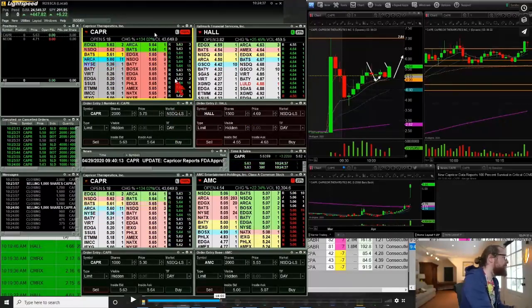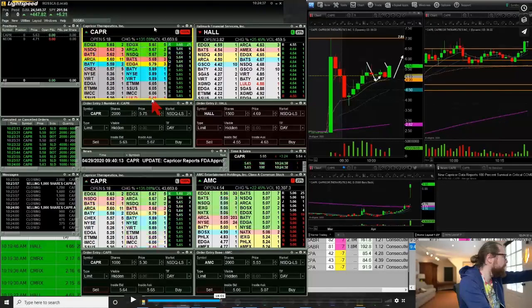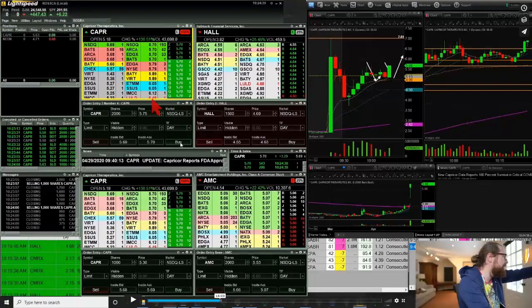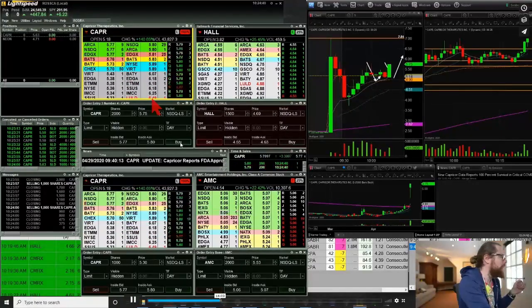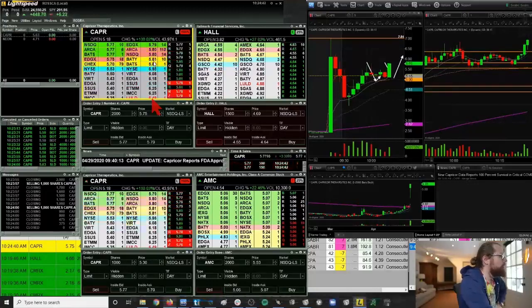So at 65, there was a big stack of sellers all there. But then it breaks that level with no problem. Goes to 67, 68, 70, 20,000 shares on the ask, and then right up to 80. Another surge through that level.